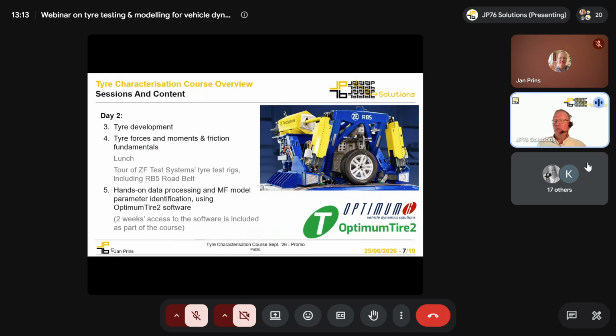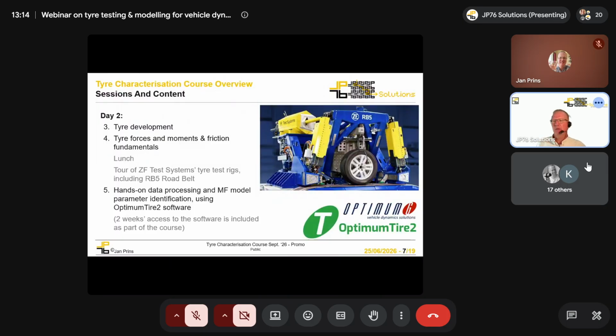And then we'll have lunch, and then we're going to see the various test rigs, tyre test rigs, and possibly also other test rigs, including the RB5, which there's a picture of on the screen. So we'll have plenty of time to go and see what ZF work on.